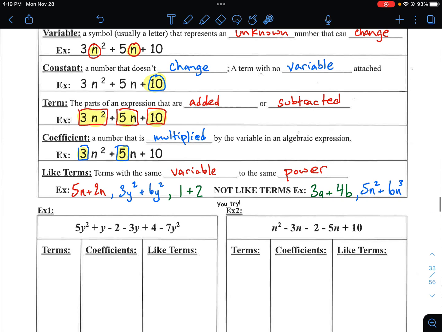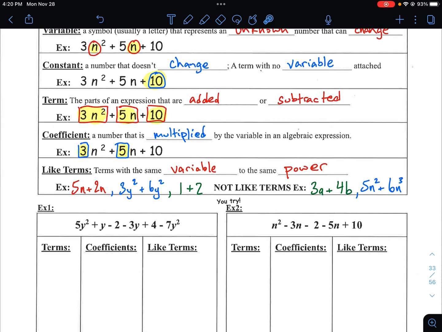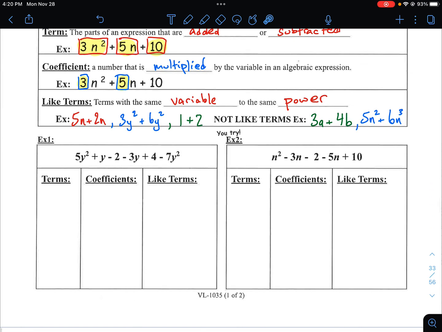But yeah, like terms are like, you have an n here, you have an n here, 5n and 2n, you can actually combine those. Y squared, no variable, they are like terms, you can combine them. So we've got two examples. These are just, we're looking at vocab.